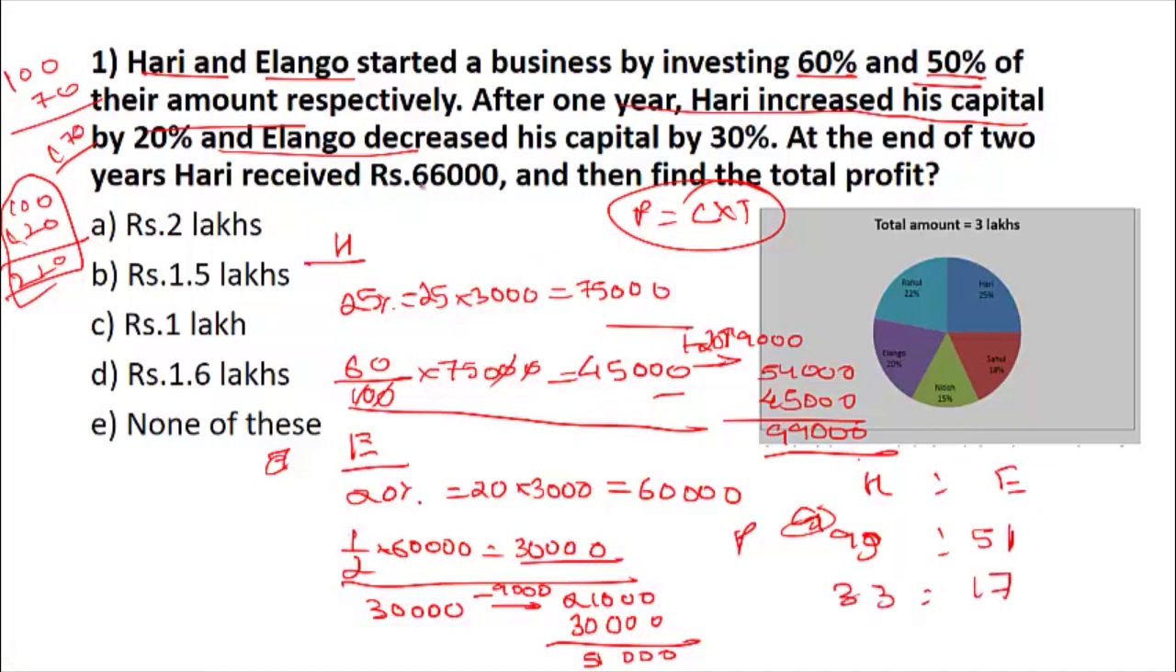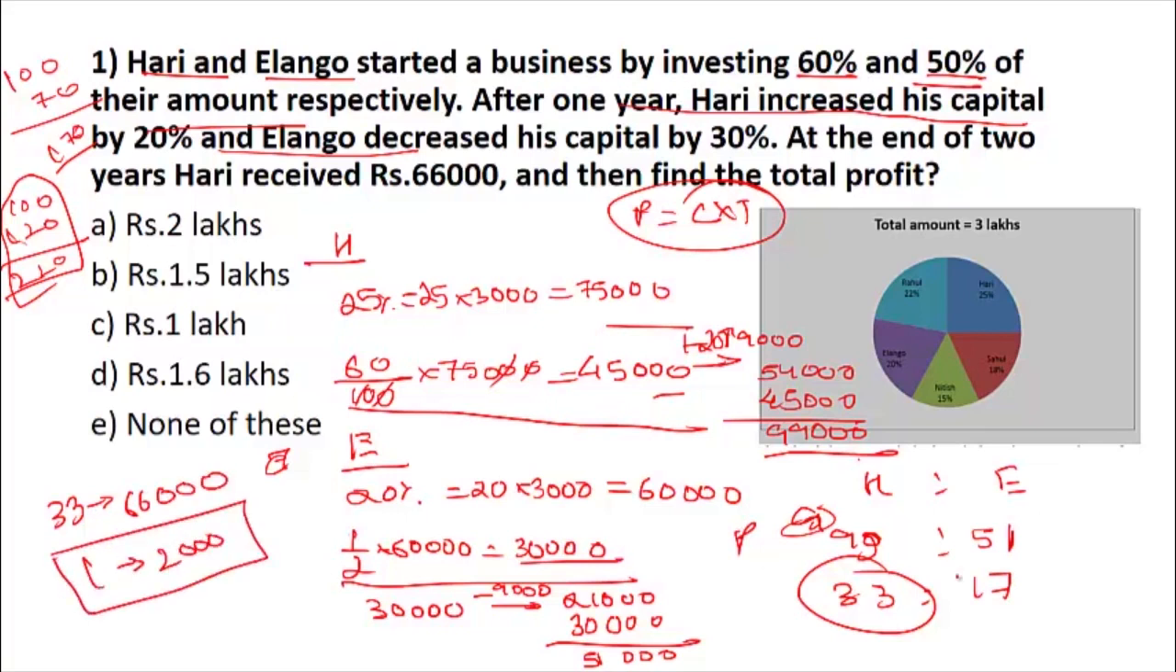At the end, Hari received this much. So the value of Hari, that is 33, is 66,000. So 1 unit would be 2,000. So find the total profit. 1 unit value we have is 2,000, total is 33 plus 17, that would be 50, into 2,000. Okay, so that would be 1,00,000. What is the value? 1 lakh. So your answer would be C. So I have explained the problem as simply as I could. Even if you have doubts, please mention them in the comments.